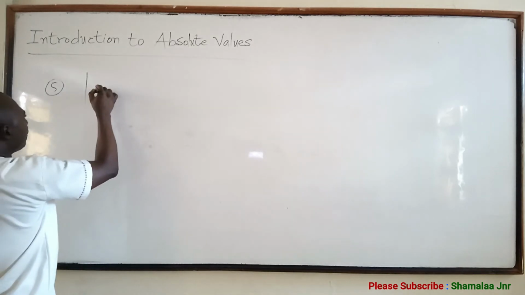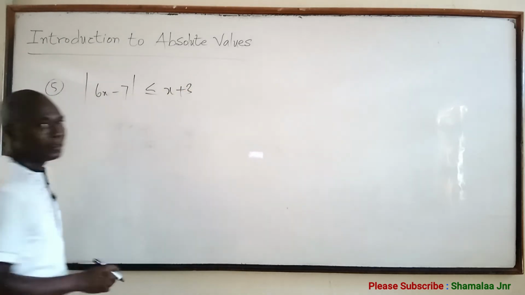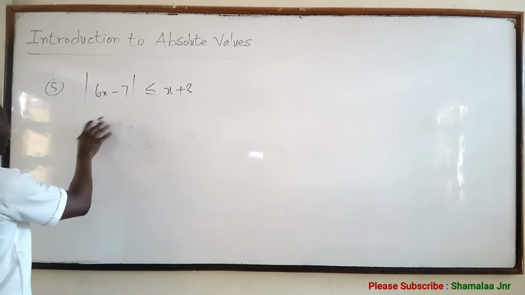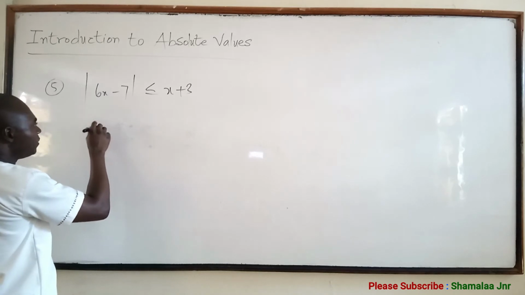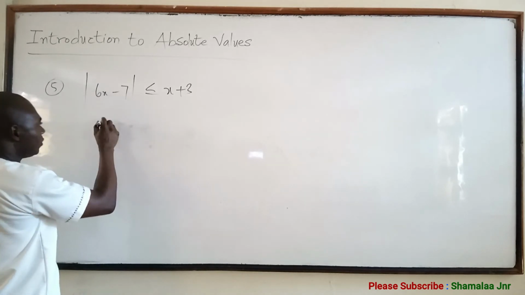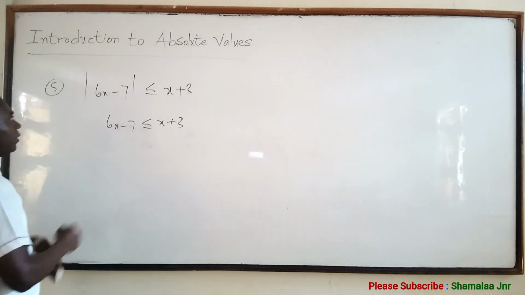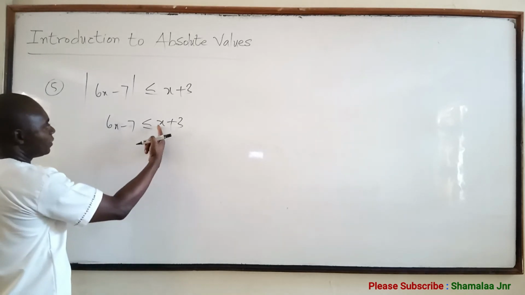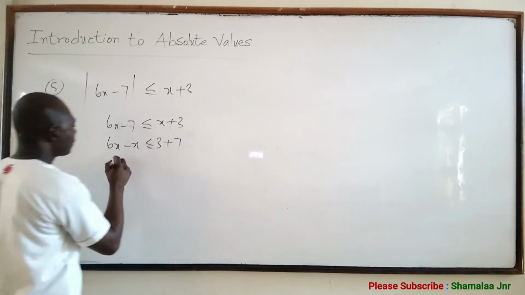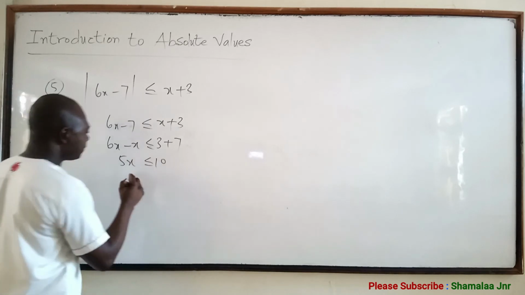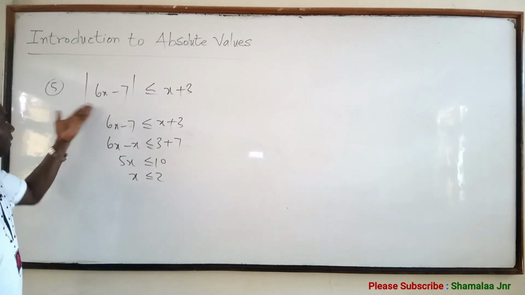The absolute value of 6x minus 7 is less than or equal to x plus 3. Yes, let's look at this one. Now, if 6x minus 7 is greater than or equal to 0, then the answer value will be 6x minus 7. So it will be 6x minus 7 is less than or equal to x plus 3. Are you seeing it? Then if you work this one, let's bring this to this side. That will be 6x minus x is less than or equal to 3 plus 7. 5x is less than or equal to 10. x is less than or equal to 2. So this is the first condition.